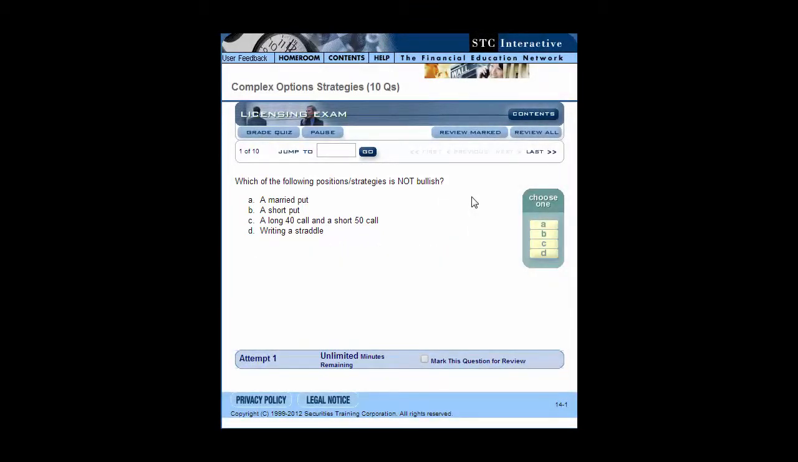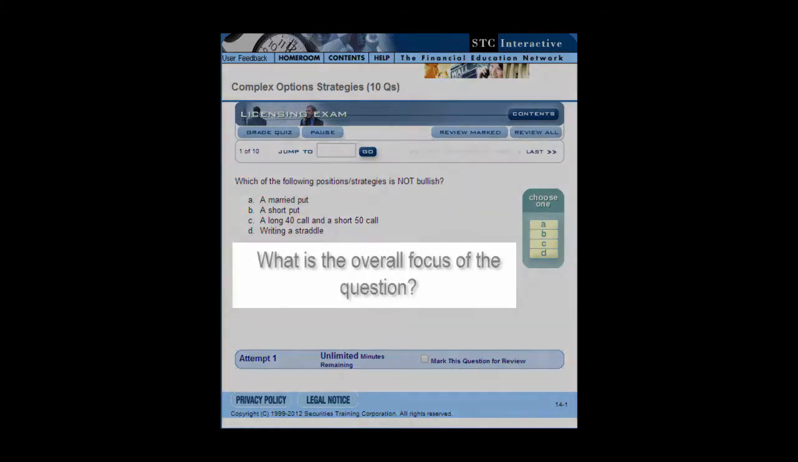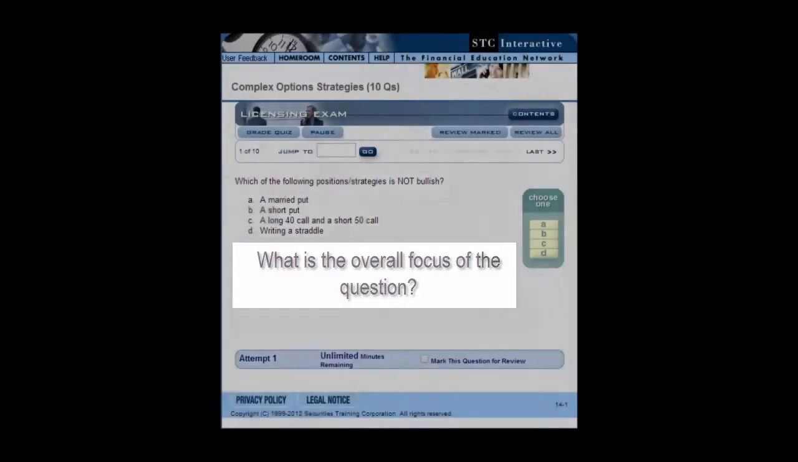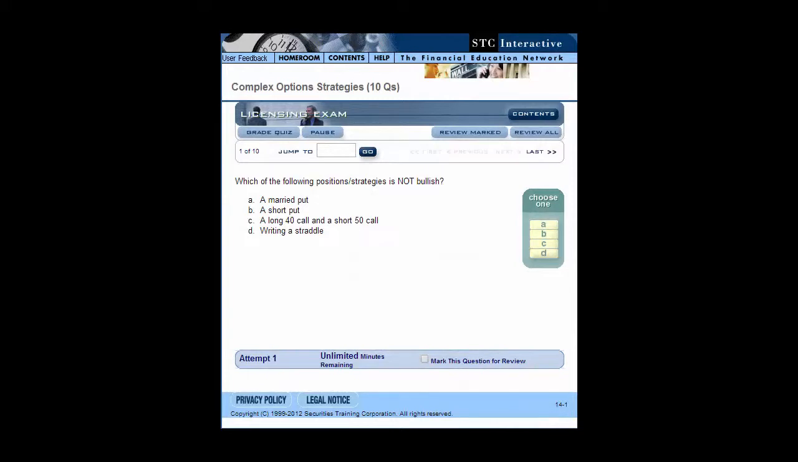I've taken numerous exams myself when I used to work in the industry, and I can tell you that whenever I would look at a question, I would always read both the questions and the answers all at once. I wouldn't worry at the first reading what the right answer was. I just wanted to get a sense of the story. What is the overall focus of the question, and what are the answer choices I'm going to be presented with? So we're going to try doing that today.